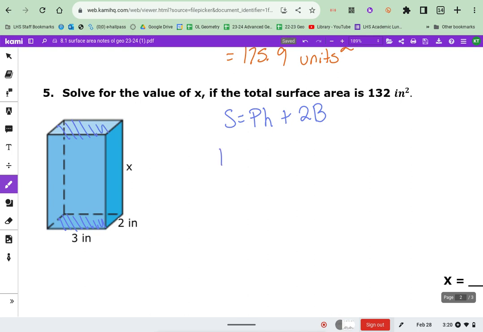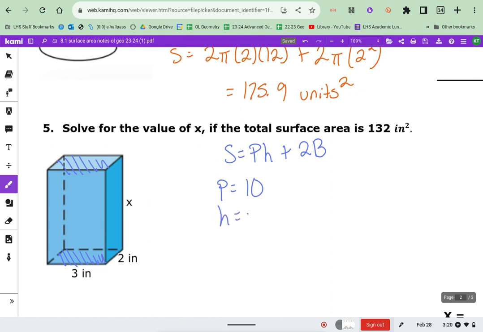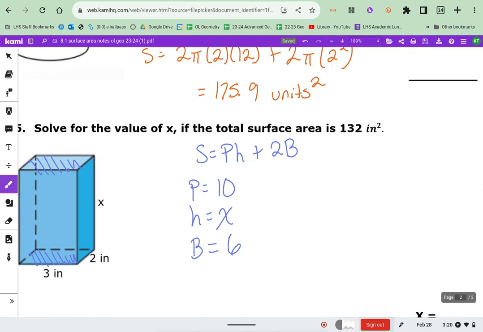Which means the perimeter would be 10. Yes, 10: 3 plus 3 plus 2 plus 2. The height is our x. And capital B is the area of the base, so 3 times 2, or 6. So now we're just going to plug in. So 132 equals 10 times x plus 2 times 6.